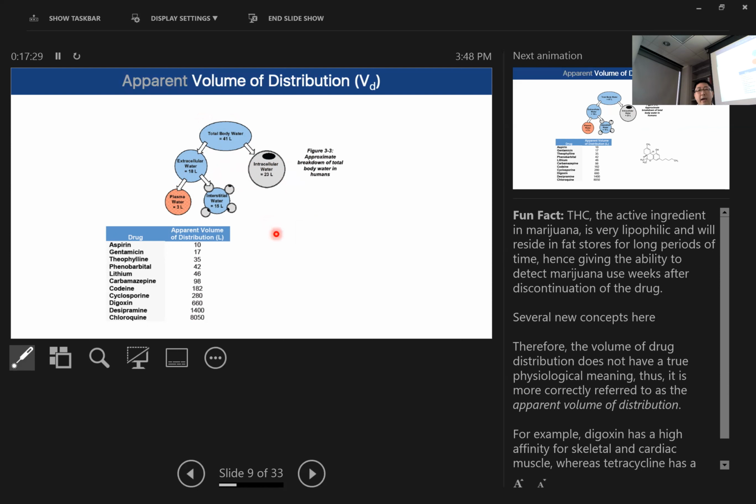Say in the plasma, we have about 3 liters of blood, or 3 liters of water. You can sort of guess from this. For example, this compound, gentamicin, has a volume distribution of about 17. That probably means it mostly stays in the extracellular space, right? It doesn't really go into the intracellular space, because if it did, the volume distribution would be larger. So that's how you use these numbers, to relate them to the physiological meaning.